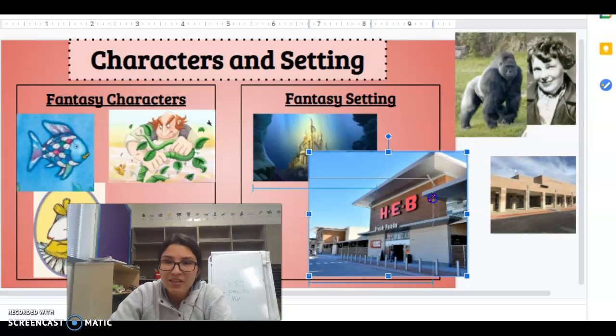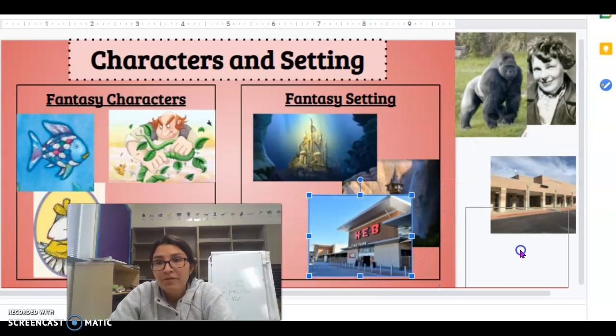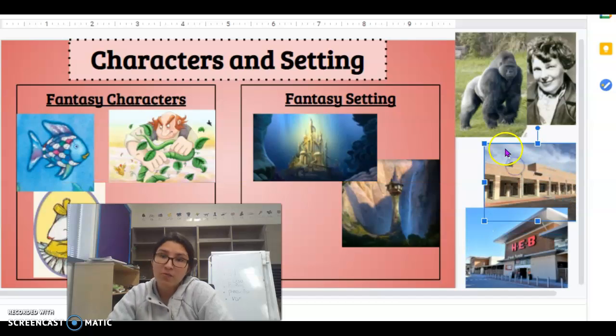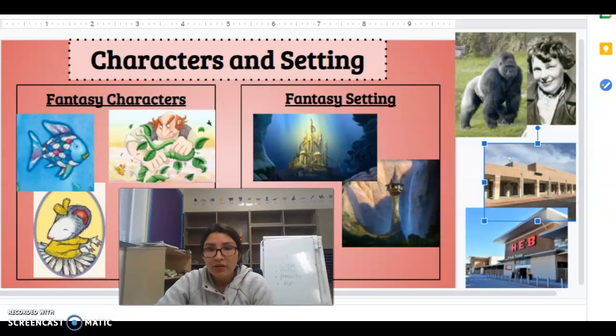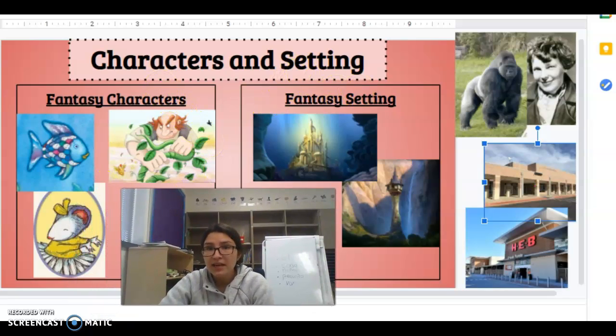Okay, so I just wanted to show you some examples of what fantasy might be or look like, and some examples of what real places, real people, or real animals would look like, all right? So I hope you like this little review of our characters and setting, and I hope you now understand the difference between fantasy characters and real characters, or real people. Fantasy setting and real places, okay?